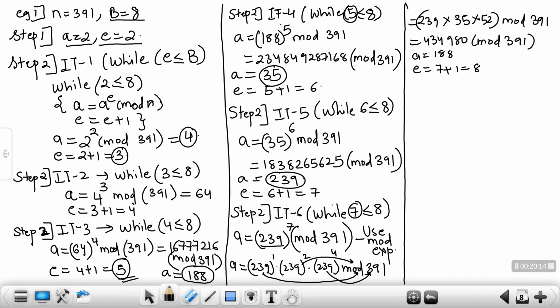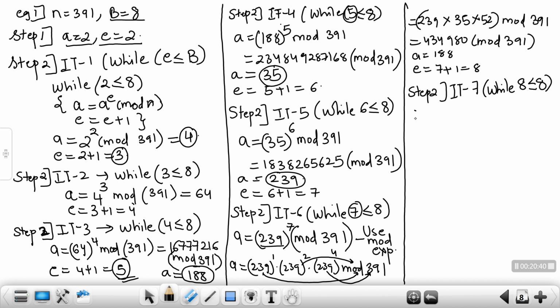So again, I cannot finish this because my loop has not finished. Now again I will do my step number 2 only, but now it will be iteration 7. In iteration 7, what I am checking is, while E less than or equal to B, the value of E is 8. Now henceforth we cannot continue because my next value of E will be 9. Now 9 is not less than or equal to 8. 9 is always greater than 8. So this will be my last iteration in step number 2.